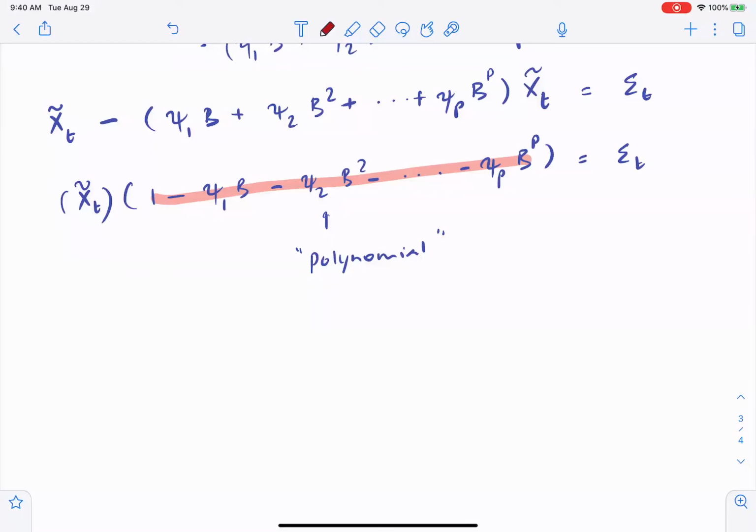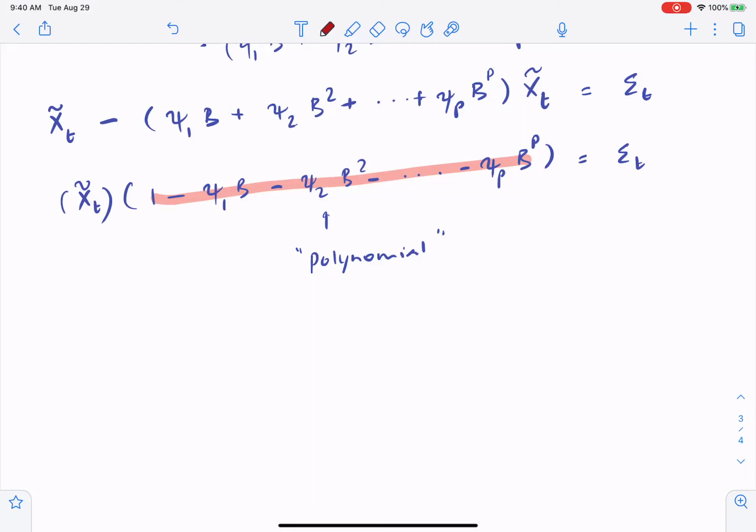So don't let this confuse you, because this is definitely not always going to be linear. It could be linear, it could be quadratic, etc. But we call it linear because of our model definition.